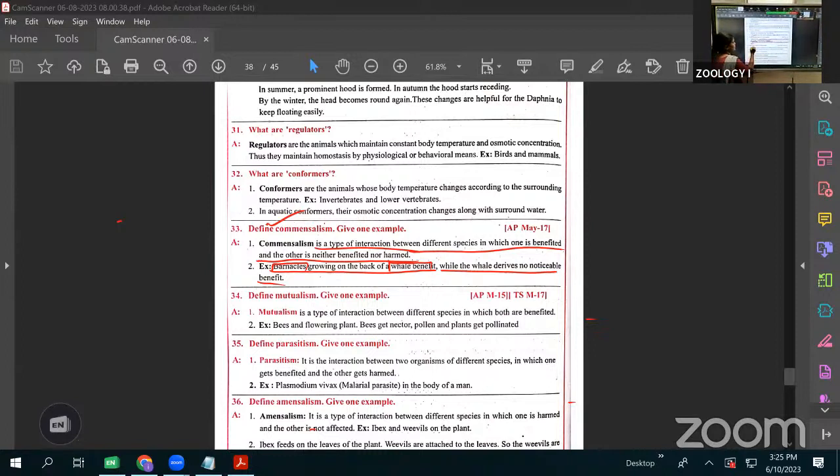Next is the second one, mutualism. In this type of interaction between different species, both of them get benefited. That we call mutualism. For example, bees and flowering plants: bees get nectar and pollen, and plants get pollinated. Bees are getting the food and they help the plants with pollination. Clear? This is about mutualism.